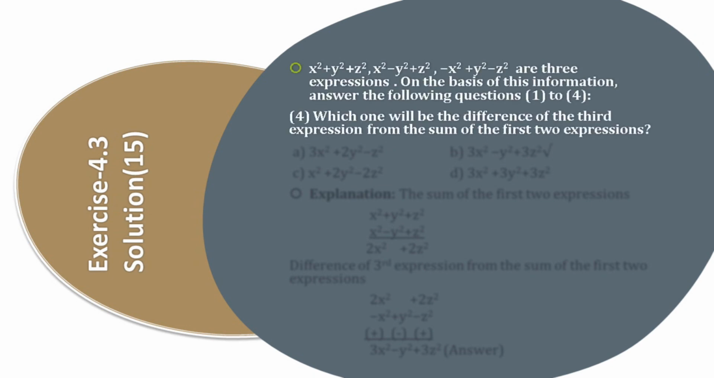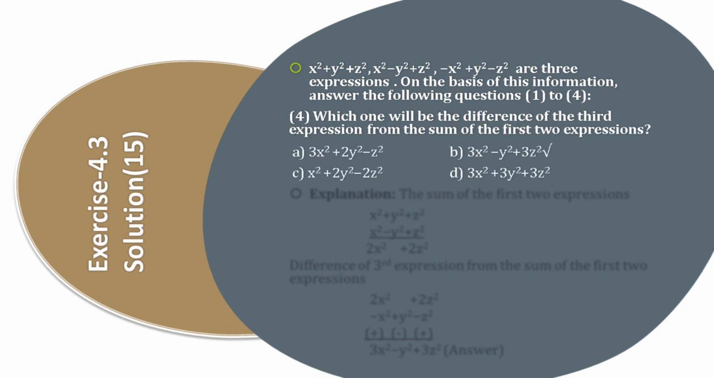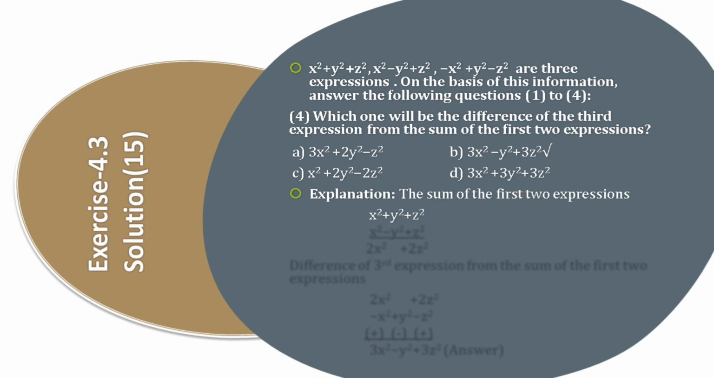Question number 4. Which one will be the difference of the third expression from the sum of the first two expressions, my dear? So this is the answer, 3x square minus y square plus 3z square. Explanation. The sum of the first two expressions, that is x square plus y square plus z square, x square minus y square plus z square, and if we add them, then we can get plus x square plus x square, that would be plus 2x square, plus y square minus y square, if we subtract, we will get 0, plus z square plus z square, that would be 2z square.